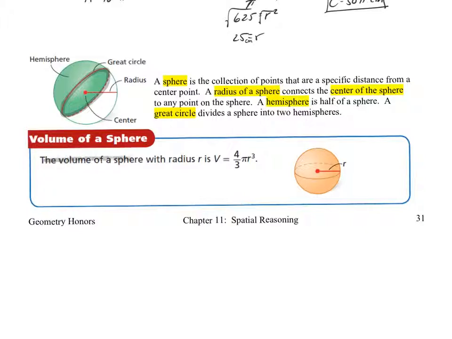So to find the volume of a sphere, we would use this formula right here, where the volume equals 4/3 pi r cubed. So the radius is utilized in this formula, and it's cubed.